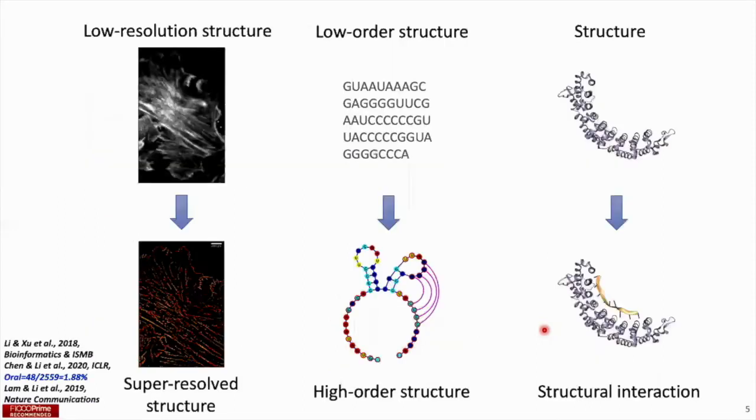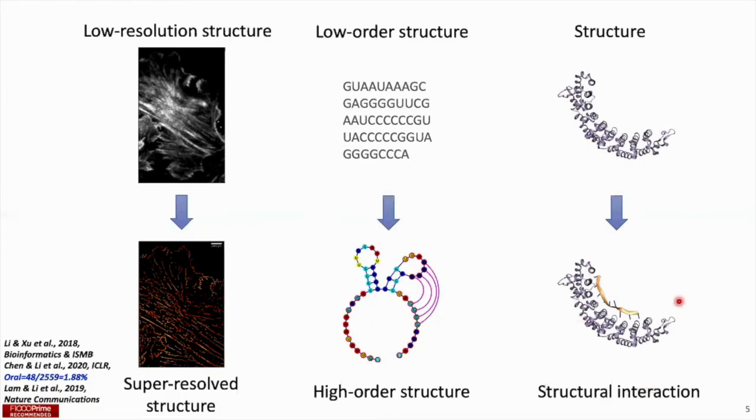For example, the following tasks can be very interesting and useful. First of all, we may want to reconstruct the super-resolved structure from those low-resolution structure images. And secondly, we may want to predict the high-order structure of DNA, protein, and RNA from their low-order structure information. After knowing their secondary structure or 3D structure, the next thing we care about is their function. That is how they can interact with other molecules, in other words, the structural interaction.